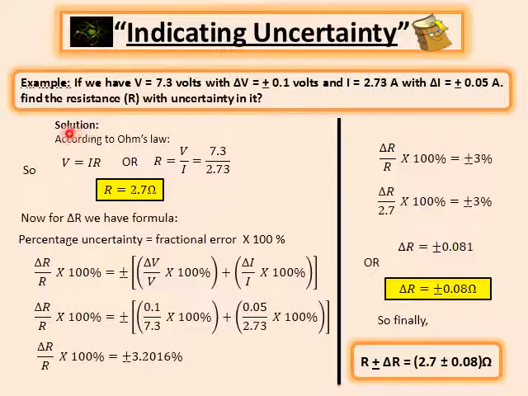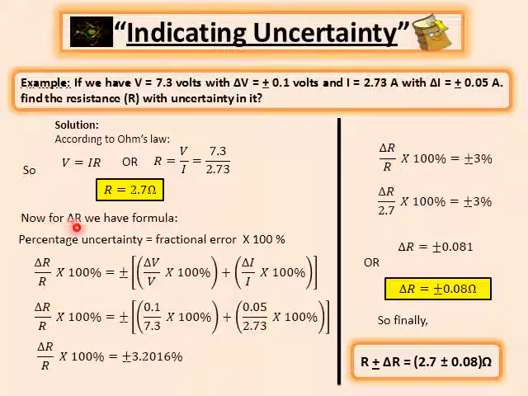Students, now this is a very simple example which we are going to solve. We know Ohm's law, which is V is equal to IR, so we are using it. If we arrange Ohm's law for the value of R, we get R is equal to V upon I. Simply putting the values of V and I, we get 7.3 divided by 2.73. After solving this, we finally have R is equal to 2.7 ohms.